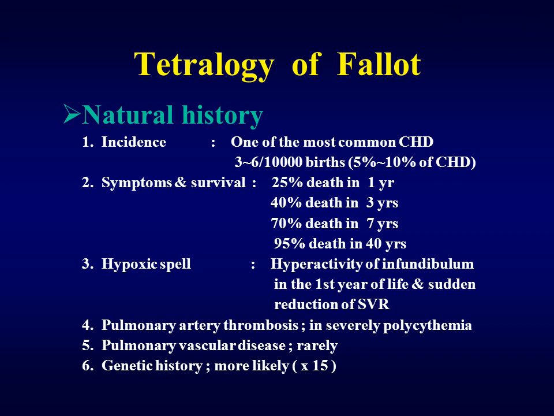3. Hypoxic spell, hyperactivity of the infundibulum, in the first year of life and sudden reduction of SVR. 4. Pulmonary artery thrombosis, in severe polycythemia. 5. Pulmonary vascular disease, rarely. 6. Genetic history, more likely, 15%.